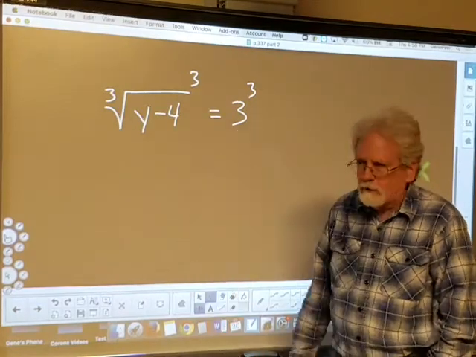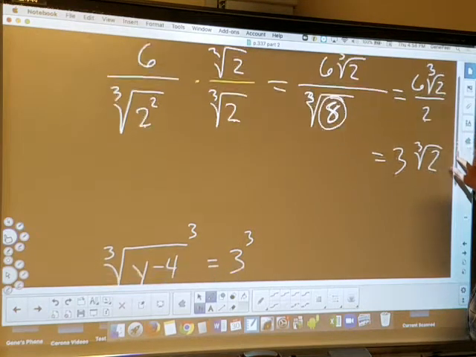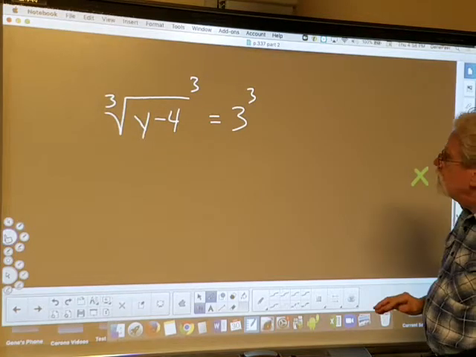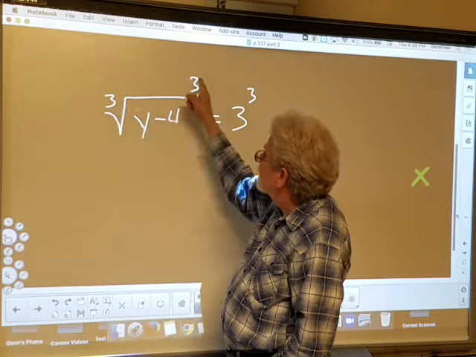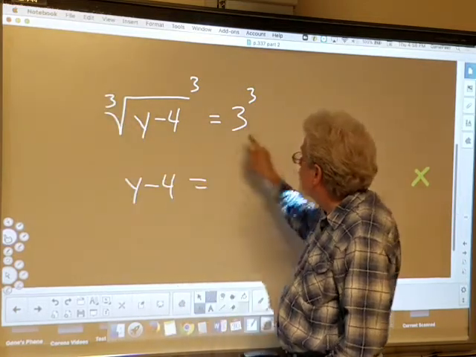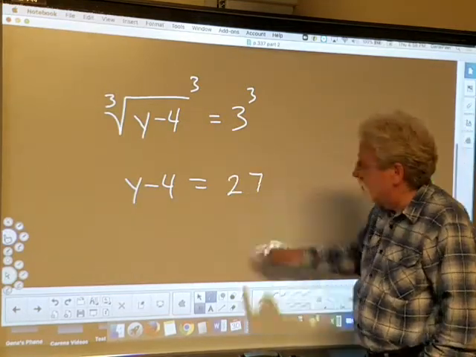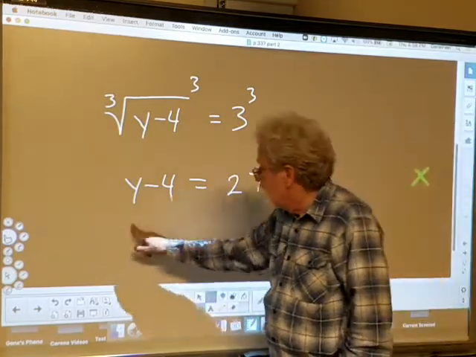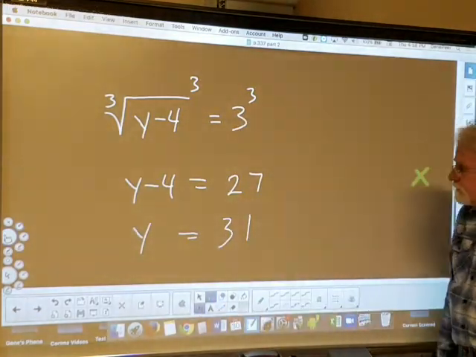Expect a problem like this on the test. Expect a problem like this on the test as well. Hint, hint, okay? I hope you're watching this video. So what happens with the cubed root of a cube? Cancels. We're left with y minus 4 equals 3 cubed. That's not 9, it's 27. Add 4 to both sides. Bang. We're done.